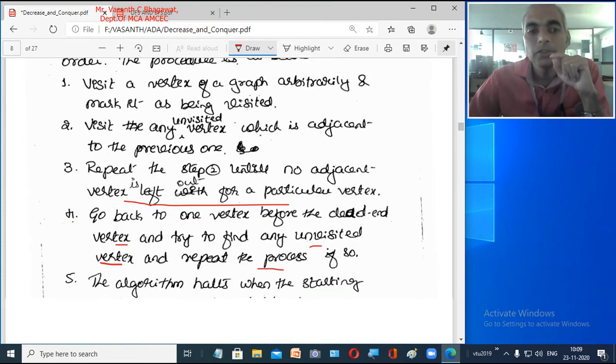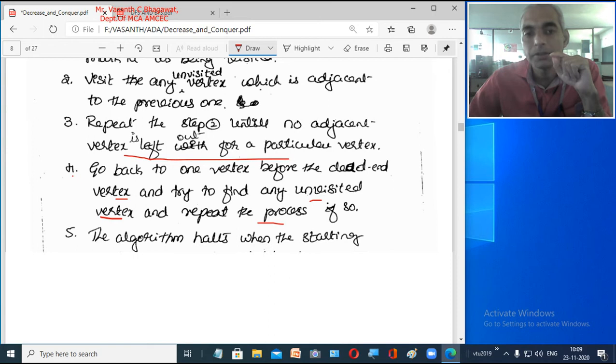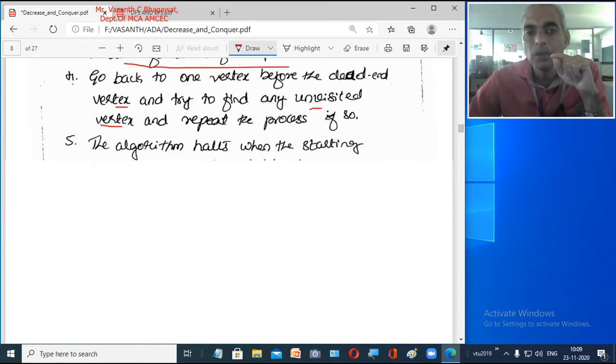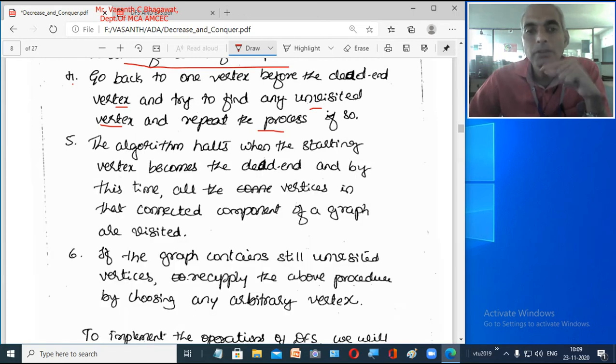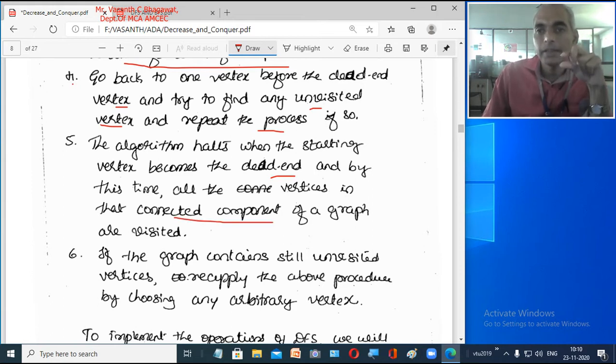And the fifth step says that now the algorithm halts. Now you are going to stop the algorithm when you reach the starting vertex. When you keep on doing it, you come back to the starting vertex, and the starting vertex becomes the dead end. By that time, you have visited all the vertices of a connected component of a graph. That means if the entire graph is connected, you have visited all the vertices, and all vertices will be marked as visited.